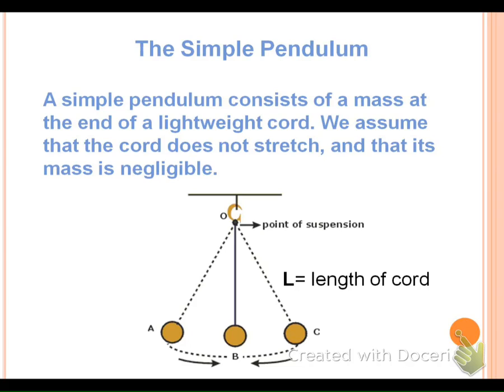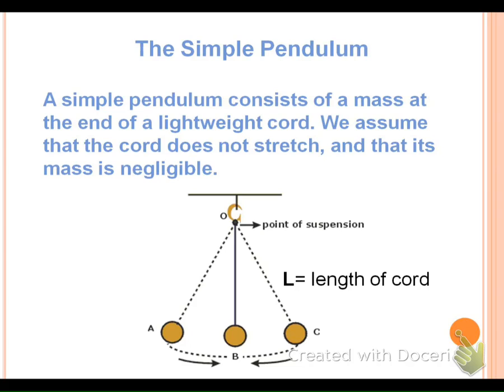And we have to consider the mass of the cord to be negligible. It's got to be a pretty lightweight cord, not enough to affect the gravitational pull on this pendulum. We can't have the cord or the string or whatever you want to call it be heavy enough to affect the overall period or frequency of that motion.